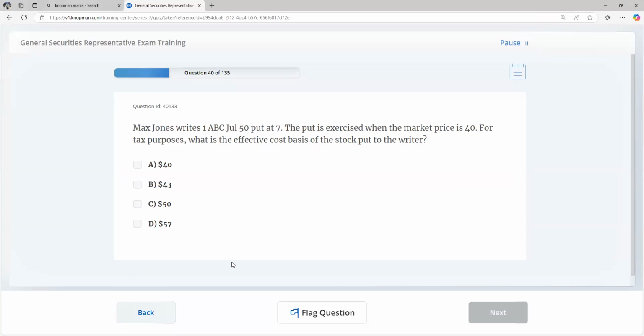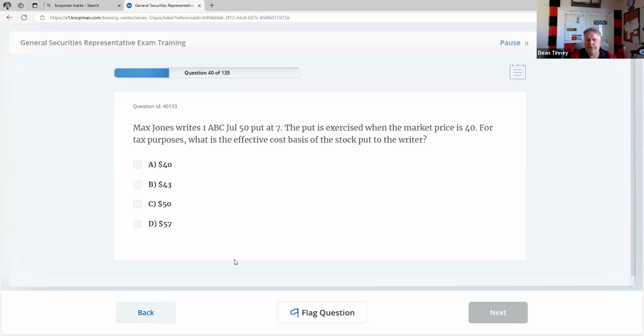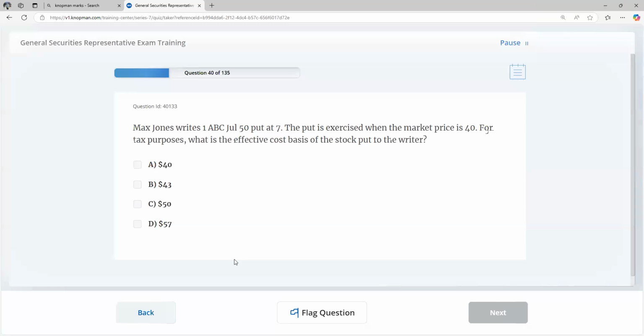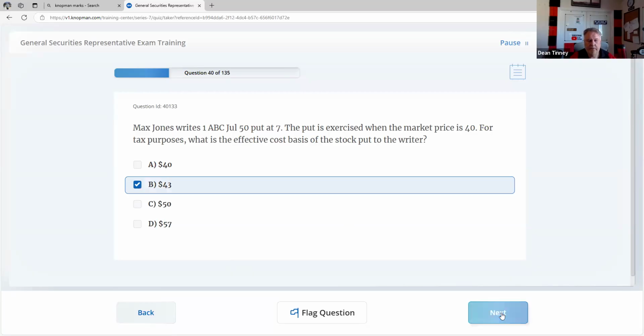All righty. Max Jones writes one ABC July 50 put at 7. The put is exercised when the market price is 40. For tax purposes, what is the effective cost basis of the stock put to the writer? Is it 43? Yeah, right. You're buying it at 50 and you got the 7, right?